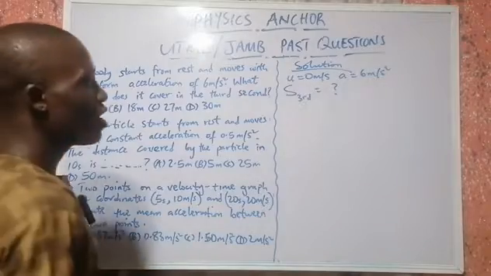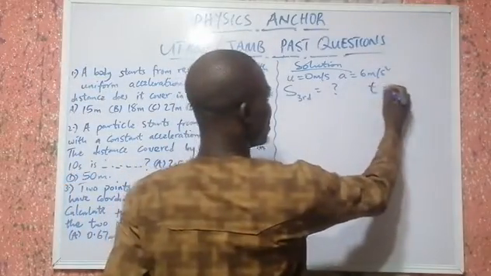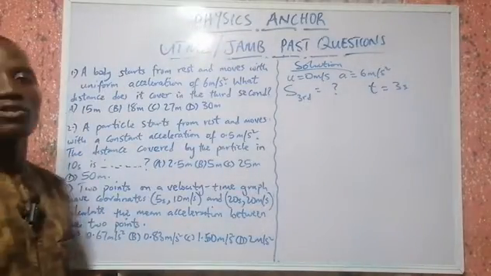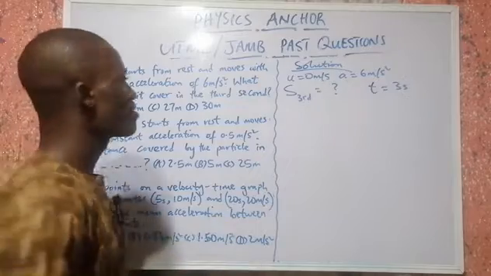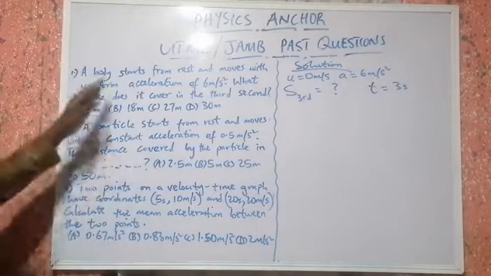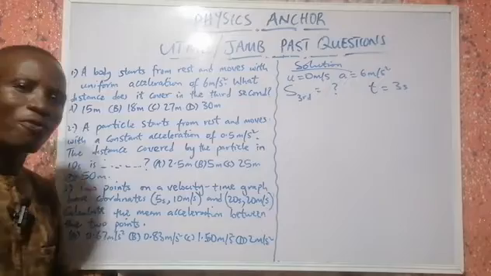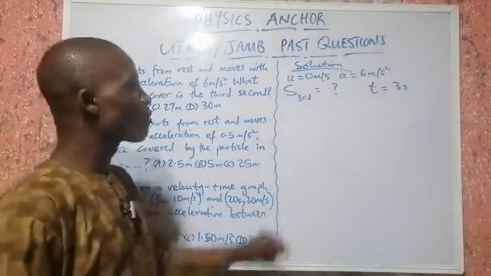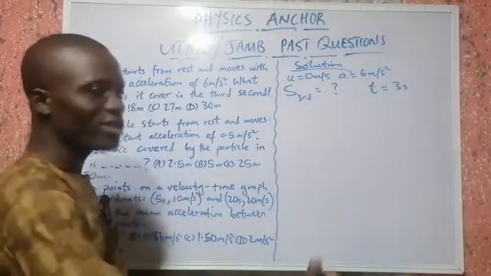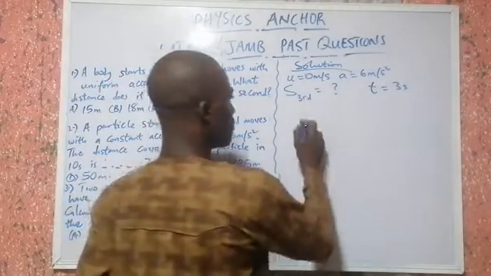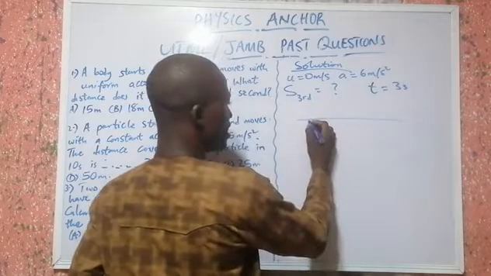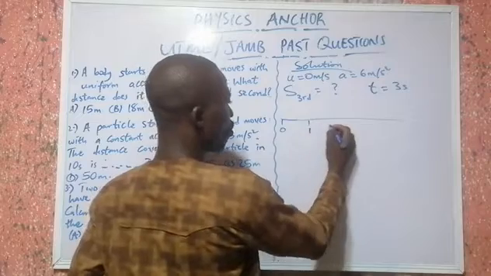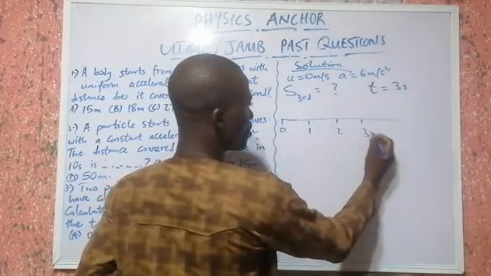In other words, what they are telling us is that the journey took about 3 seconds. This body moves for a maximum of 3 seconds, but they are only interested in the distance it covered in the third second. So we can draw something like this, as I did in the last video: from rest, that is 0, 1, 2, 3.